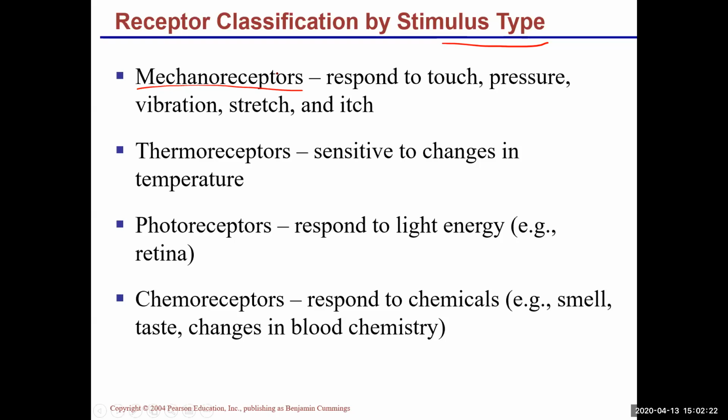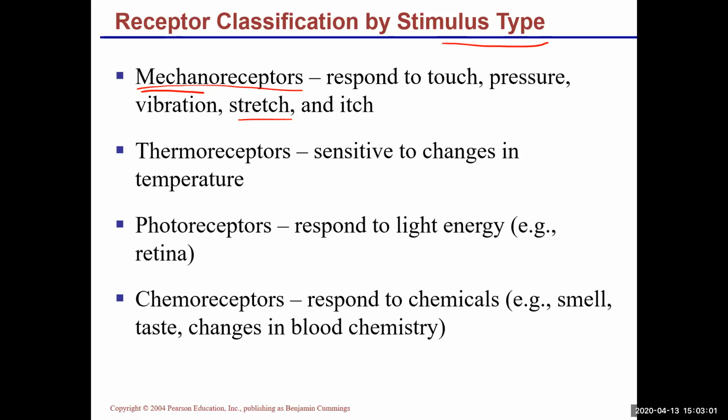Mechanoreceptors respond to touch, pressure, vibration, stretch, itch. So again, think about where you have those. If you're touching an object and so on, that's your mechanoreceptors. If somebody taps your back because they want something from you, that's vibration, touch, and pressure changes. Those are the mechanoreceptors. These mechanoreceptors could exist in your joints and ligaments.